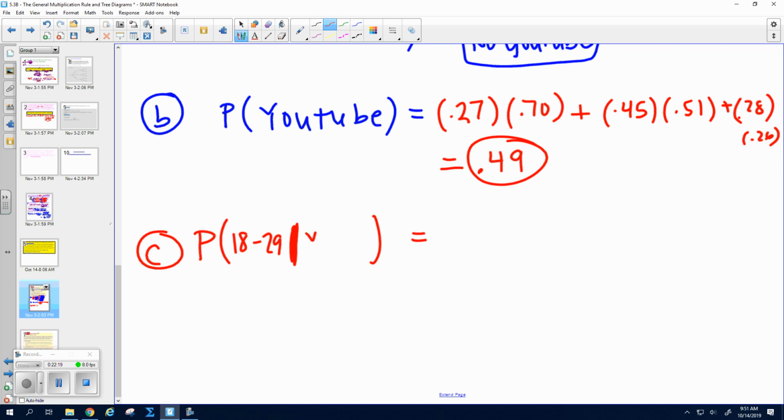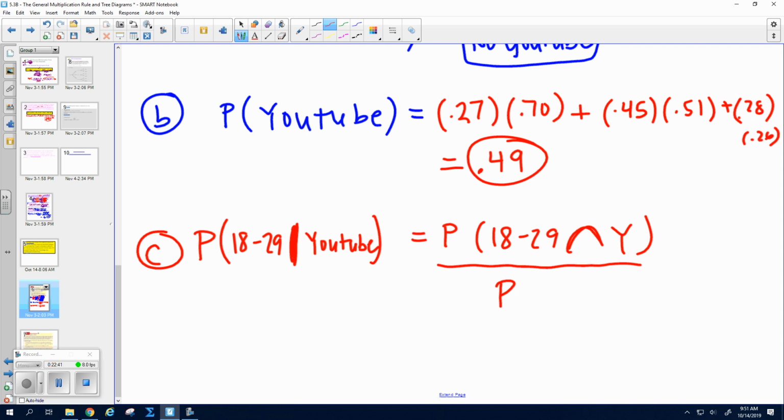Okay, order matters, right? So the second thing is what you know, and the first thing is what you're finding the probability of. All right, then we got to know our formula, and you do need to show the formula. So we would do the probability of 18 to 29, and I'll just use a y for YouTube, divided by always the probability of the second thing.